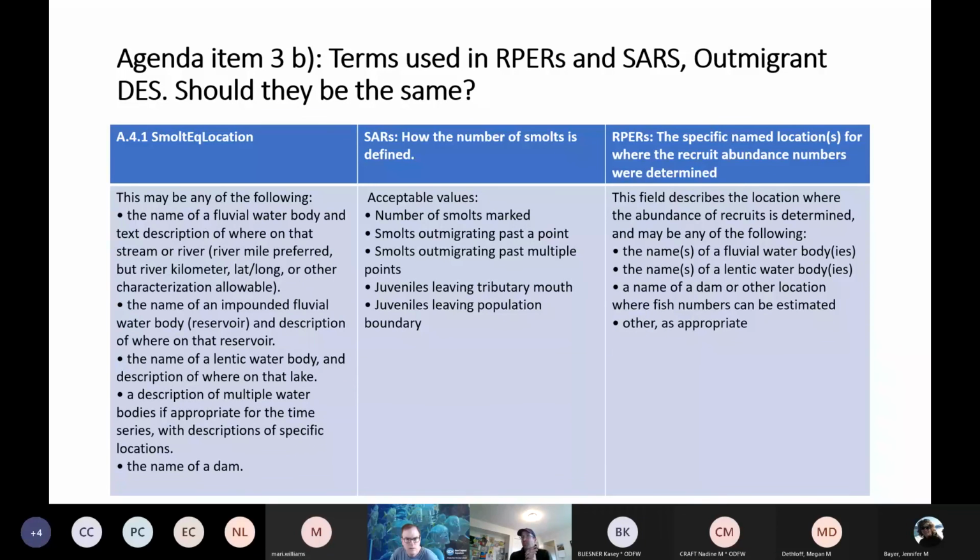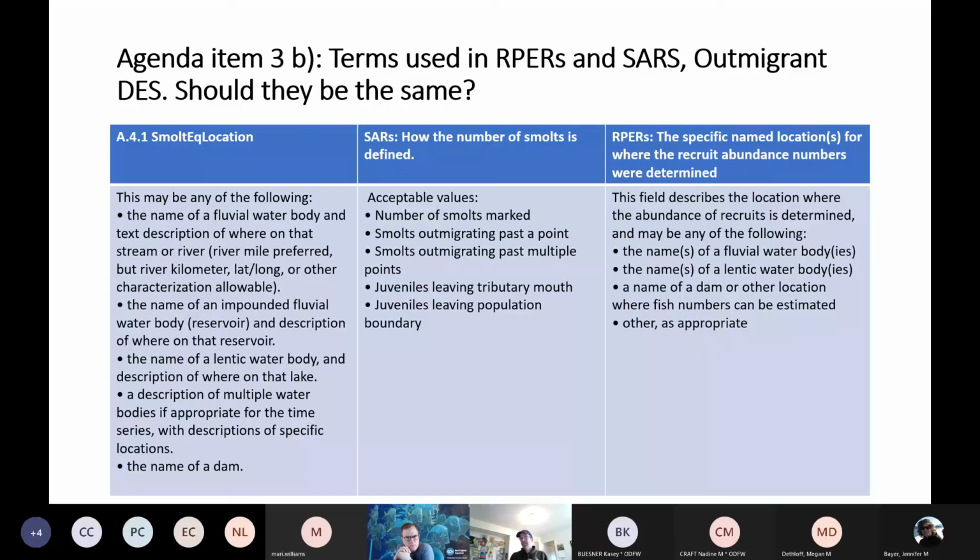We see acceptable values of smolts out-migrating past a point, multiple points, leaving a tributary mouth, or leaving a population boundary. Is that part of the categorization within the population, an MPG estimate, something else that may be happening? I don't know. I just think when I looked at the data, it will be helpful for people to know, as I said, I don't see a lot of SARS data at this time being entered into the DES. And I think at a point when more people start entering their SARS information into the DES, this may come up to be a question or an issue.